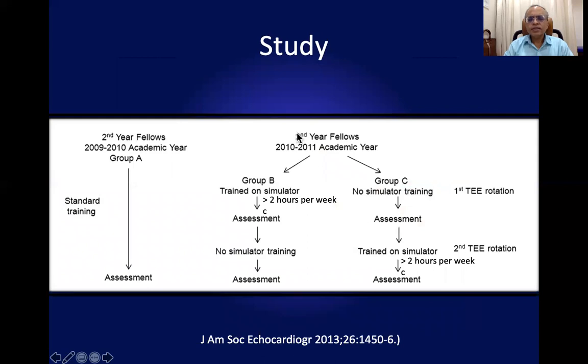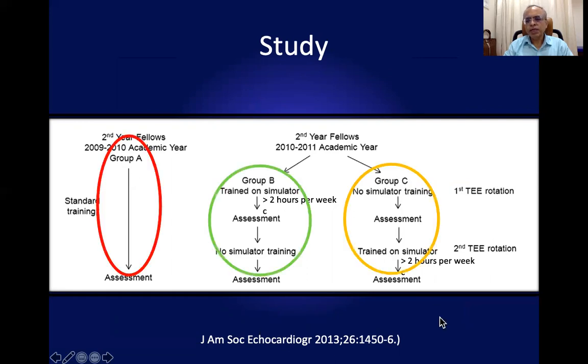Now, is there any evidence? Yes. This is a study from a German university. What they did was in group A, they had the cardiology fellows who had a conventional training, while they had group B and group C of residents, where group B, along with their conventional training, were exposed to simulated training in the first month of training, while group C students were exposed to the simulation based training in their second month. So group A and group B and group C underwent 2 months of TEE training.